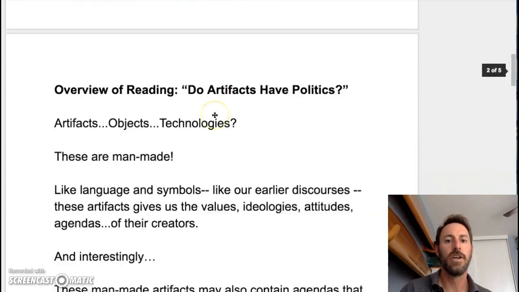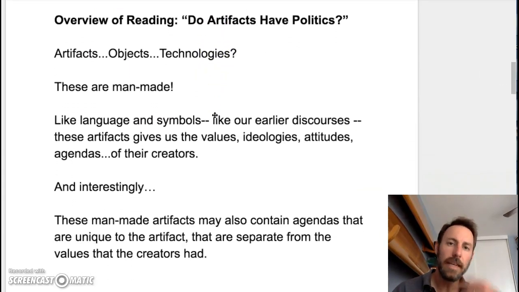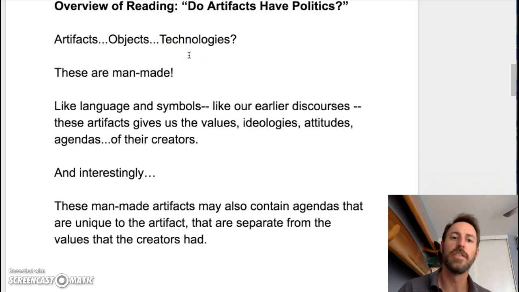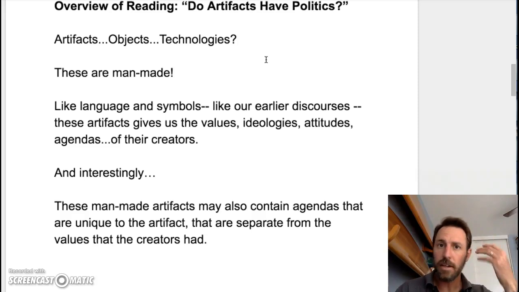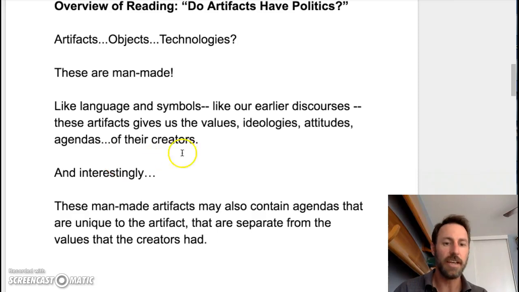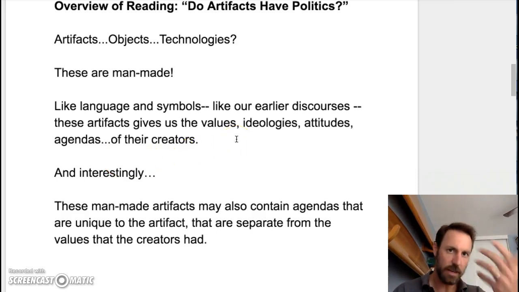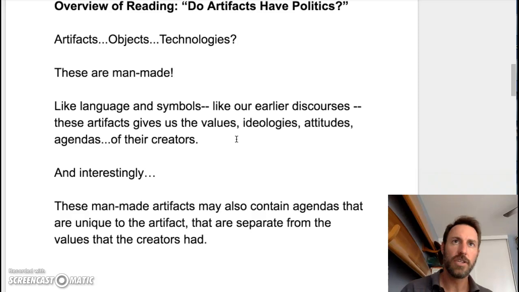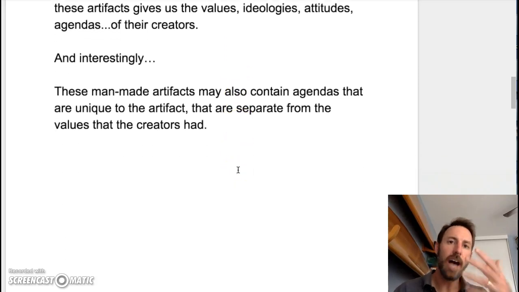And in this article, you're going to see that the author begins to talk about artifacts or objects, or he uses the language of technologies. And he makes the point that these are man-made. And because they are man-made, they then embody, just like our earlier discourses, the values, the ideologies, and the attitudes, right? The agendas of their creators. And he also makes the point that objects are interesting because at times the object can actually have an agenda that is different from the agenda that the creator had.